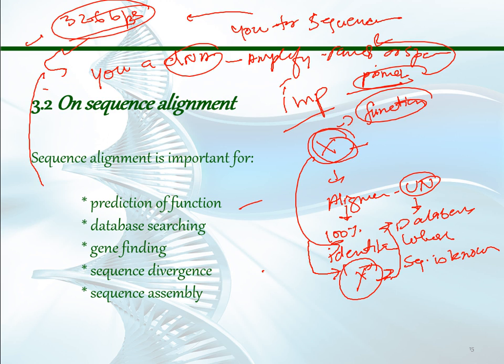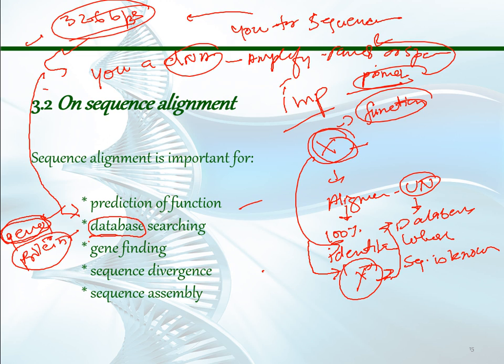So you simply do a BLAST so that you can search for similar sequences from the database, either from the gene database or the protein database. If you are doing protein sequencing, then you have to go for the protein database. If you are doing nucleic acid sequencing, then you go for the gene database. Gene finding: by the help of this alignment you can find the gene.